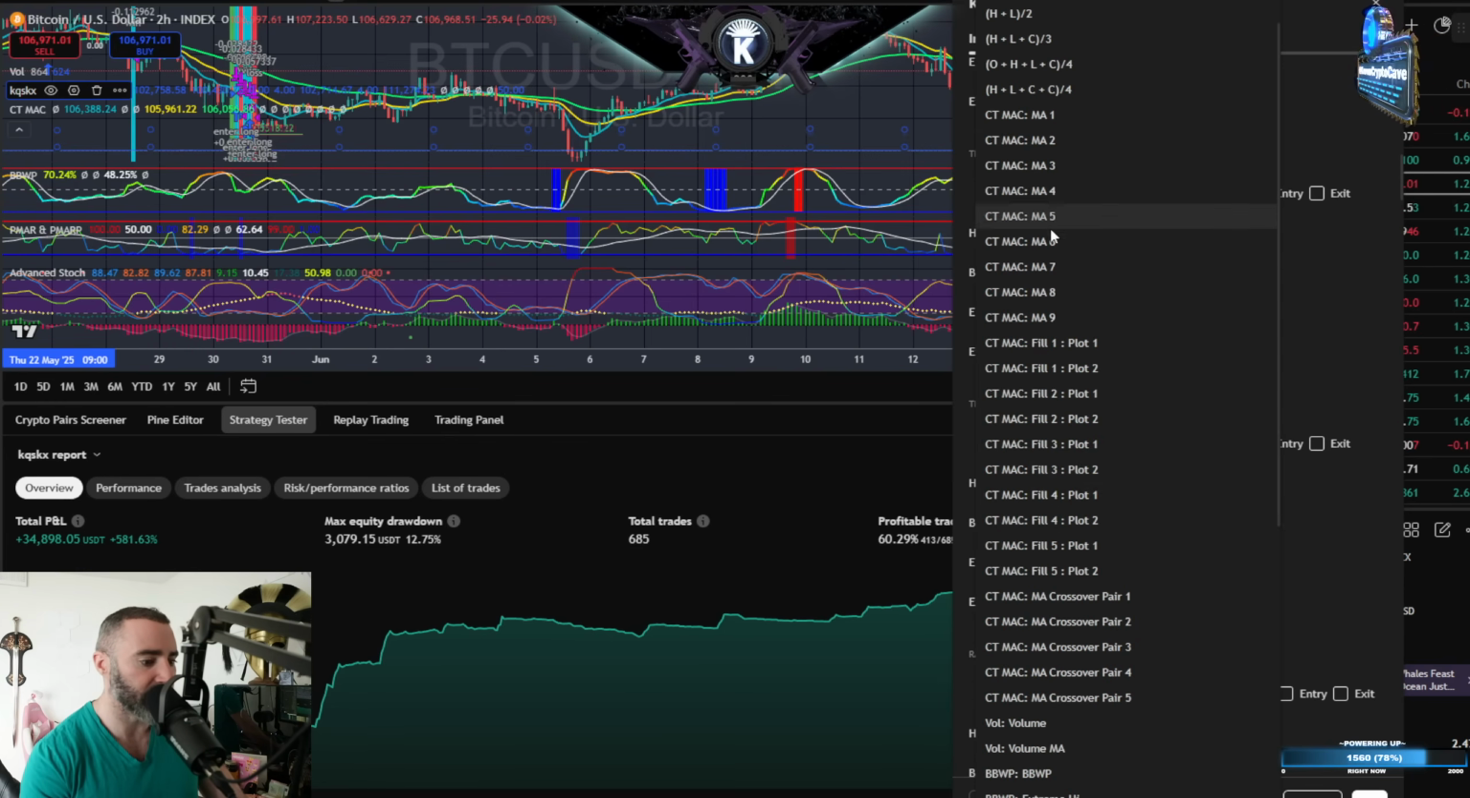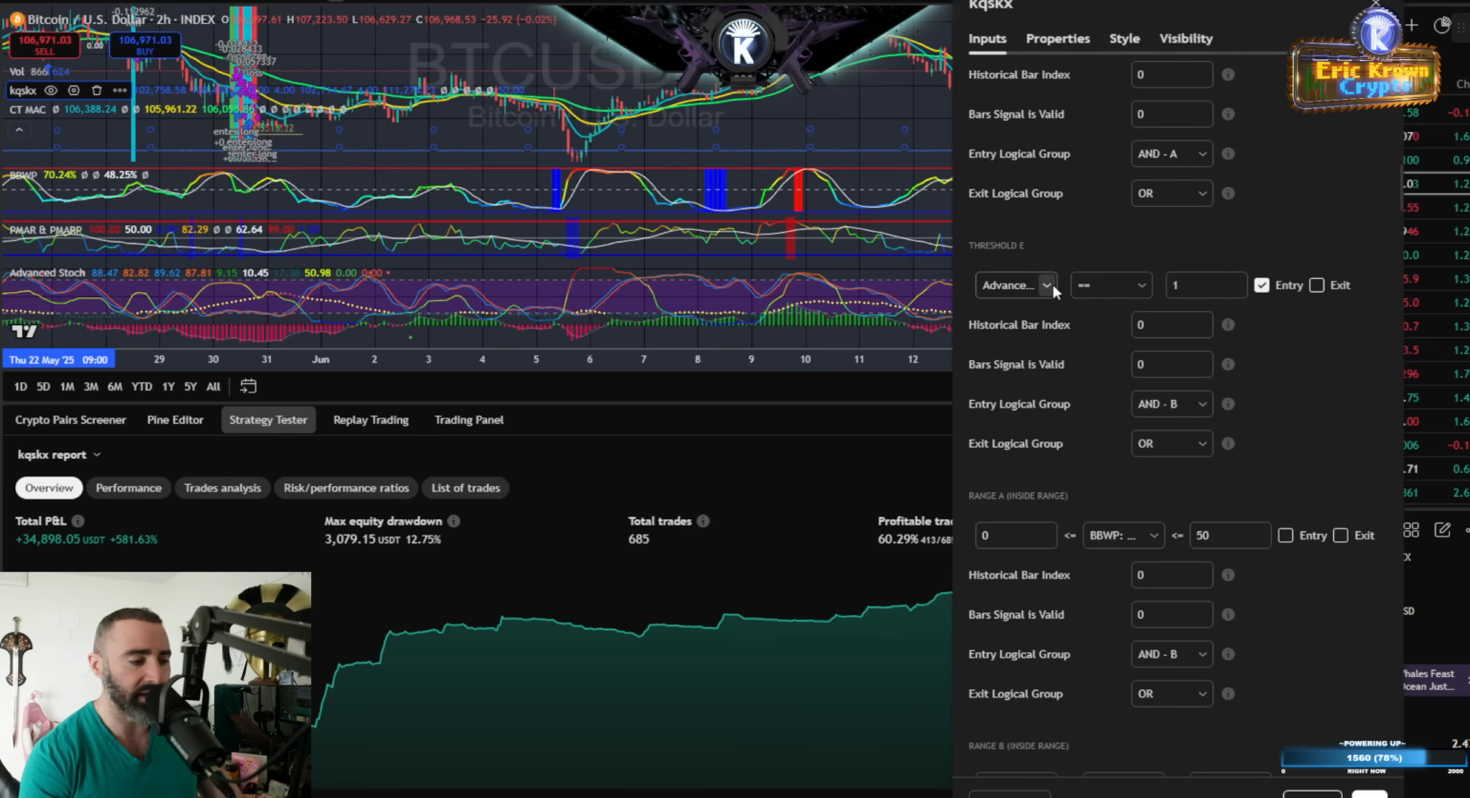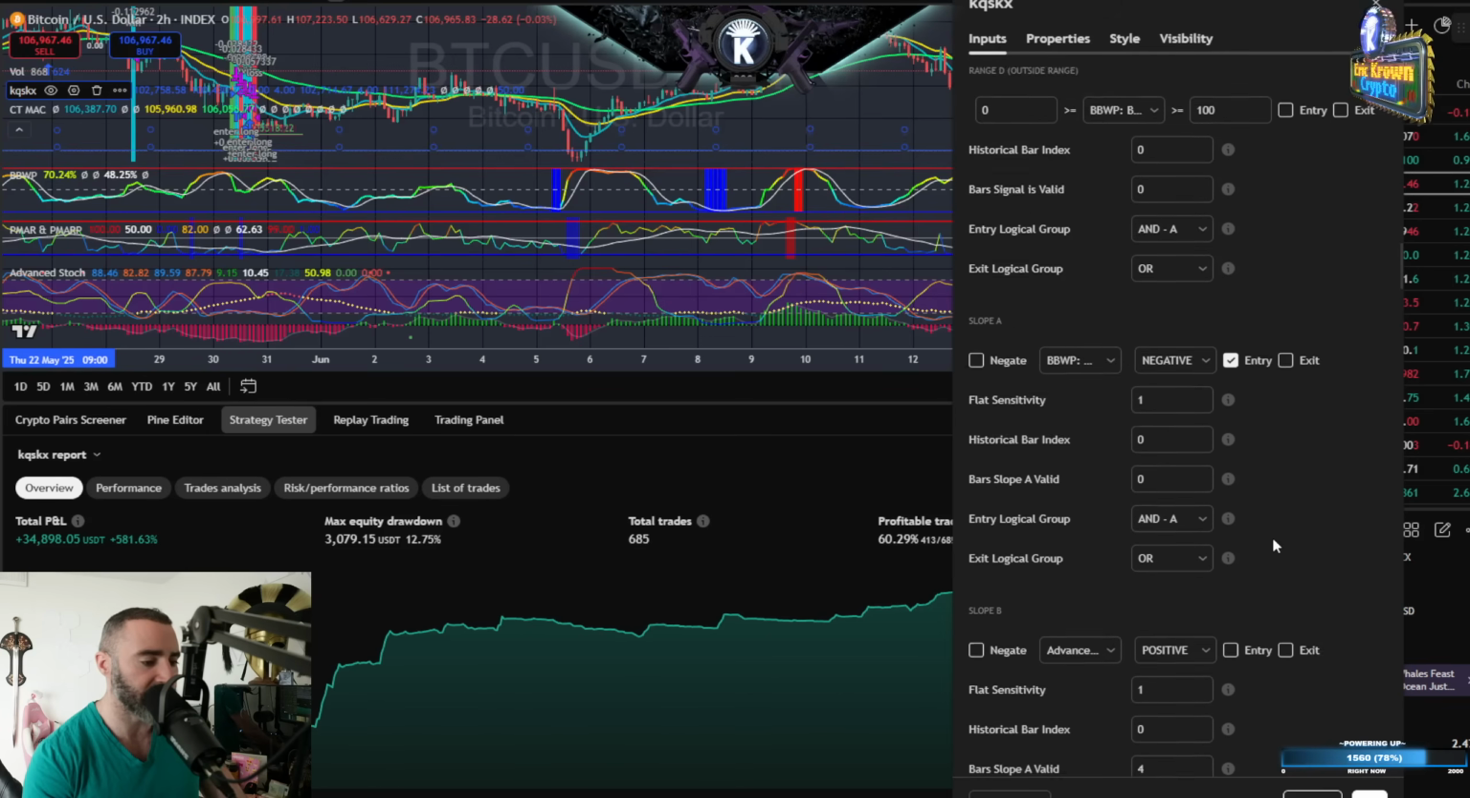Other than that, his other BBWP condition for entry with the moving average being above 50, I kept that the same. The advanced stochastic condition firing off the buy signal, also keeping that the same, for one of his entry groups.